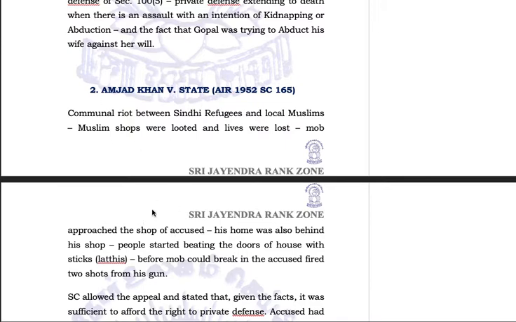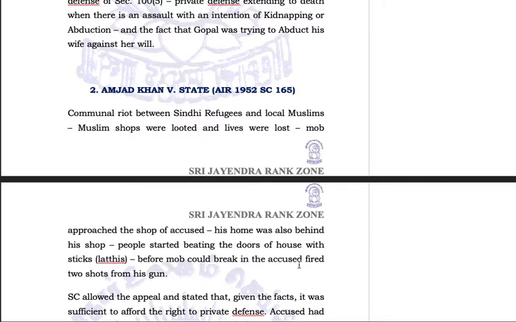The accused is Amjad Khan. He is a Muslim. His home was also behind his shop. He has a home, and inside his home he has a shop. People started beating the doors of the house with sticks. They have lathis, they are beating the house, saying come out, we will kill you.